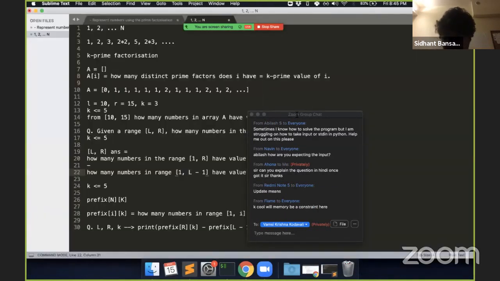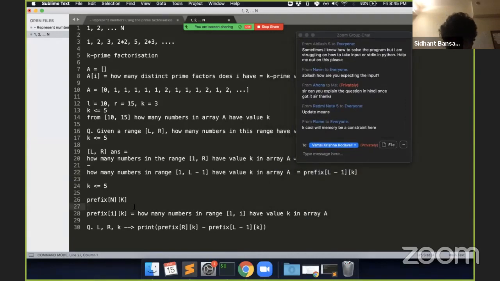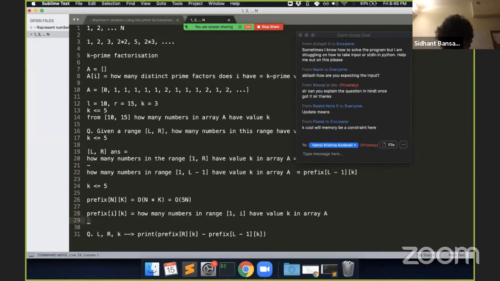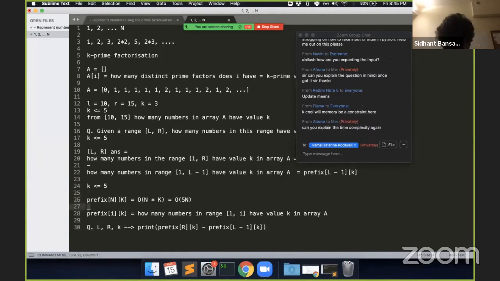Okay, nice. Flame asked a good question: will memory be a constraint here? The reason this method worked is because this thing is pretty small. It's consuming just n times k memory, and we know k is less than or equal to 5. So this is order 5n memory and also order 5n time. Creating the entire prefix n times k 2D array takes order 5n memory and space because k is small. Had k been bigger, this would have been an issue. But since k is small, creating this prefix 2D thing is pretty fast.